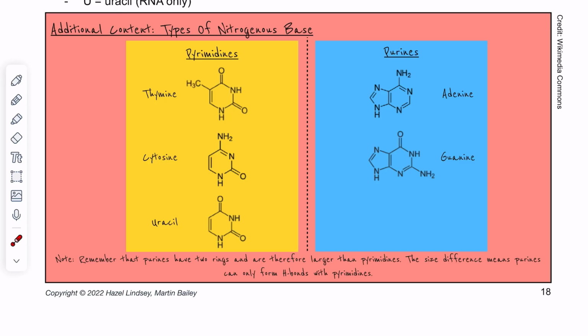If we look at the structure of the bases a little more closely, we can divide our bases into being either purines or pyrimidines. Now, the major difference between the purine and the pyrimidine is the size of them. Purines contain 2 rings of carbon atoms, whereas pyrimidines contain only 1. Examples of purine bases are adenine and guanine. Examples of pyrimidine bases are thymine, cytosine, and uracil.